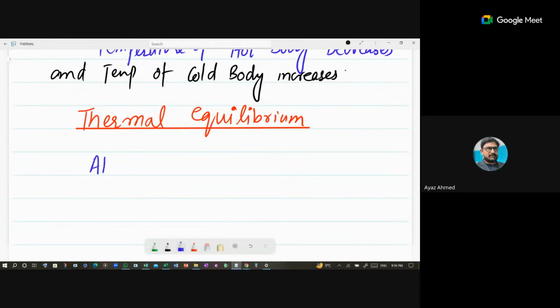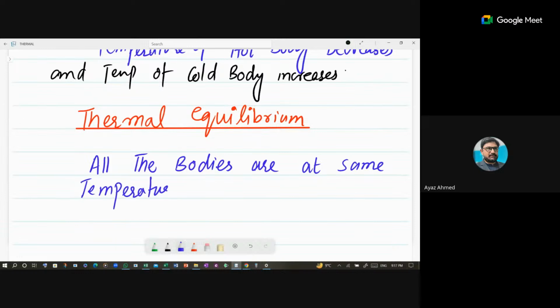All the bodies in thermal contact have the same temperature. I will give you a very simple example, you will understand. All the bodies are at the same temperature at that time. Mirab, are you getting this thing? Yes, sir.